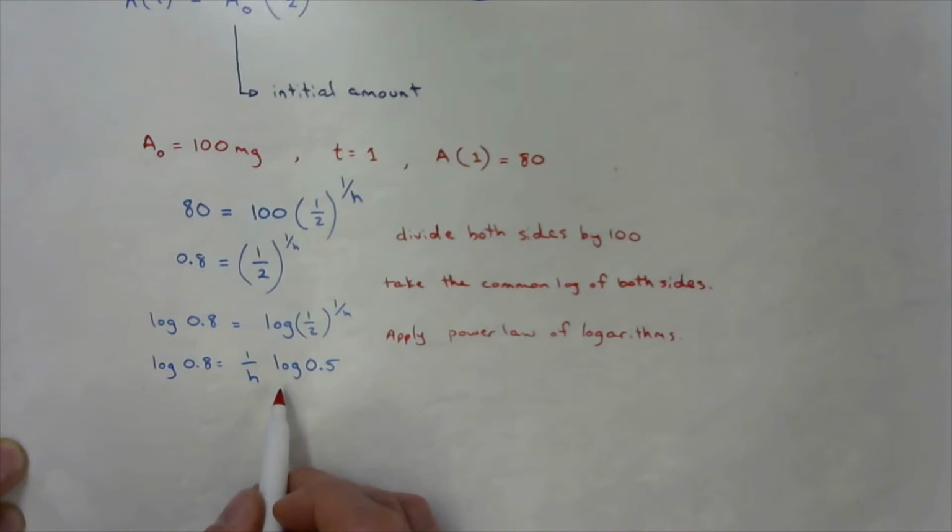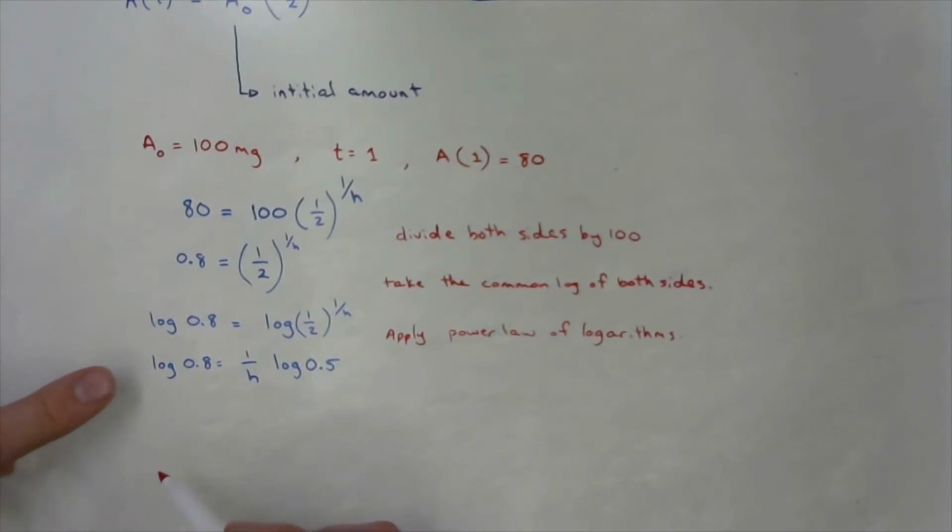Yeah, I could divide both sides by log of 0.5, and then take the reciprocal of both sides. Could do that. Oh, yeah, we could do that. I didn't think of that. Let's do that.